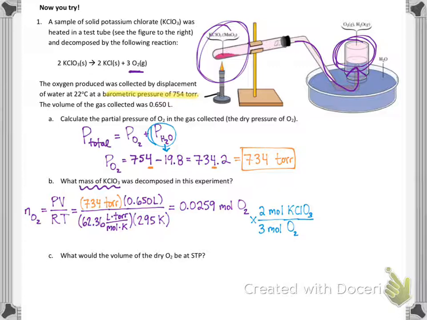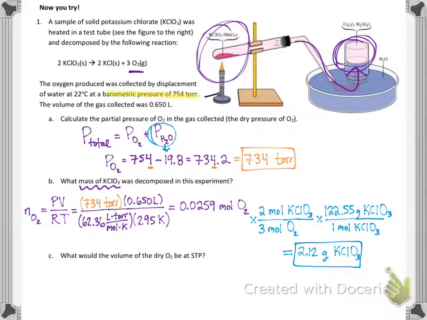So first we use our mole ratio from the balanced equation, and then of course the molar mass of potassium chlorate to convert to grams. And so when you plug in all the numbers, you discover you should have 2.12 grams of potassium chlorate that were decomposed in this experiment.